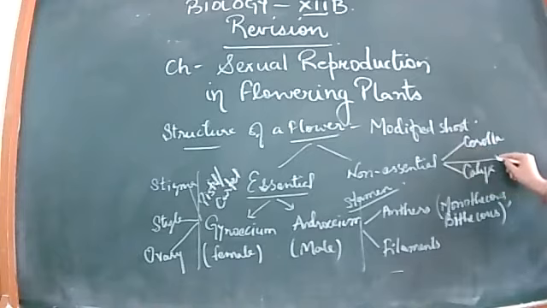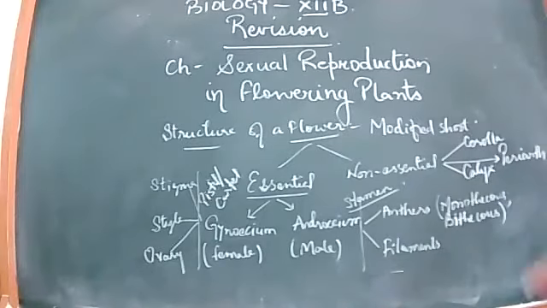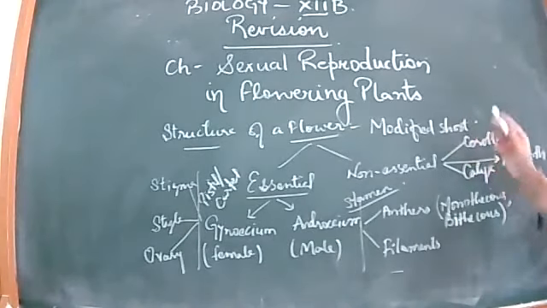Then there is also one another non-essential whorl that is called as perianth whorl. Perianth is for tepals. Tepals are what? When there is no difference or no distinguishing between the sepals and the petals, we call it a tepal. And what are tepals? They are the undistinguished but non-essential parts of a flower.